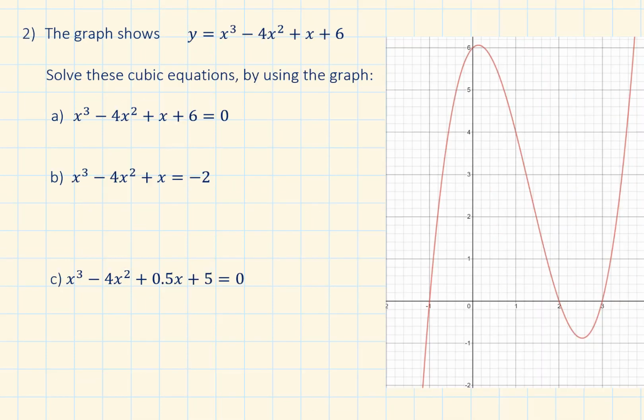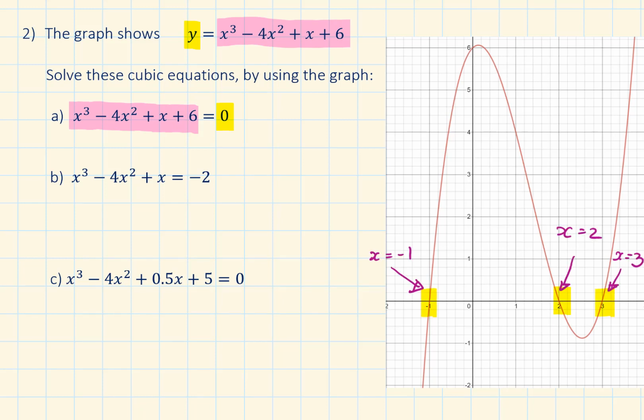In question number 2, we're going to use our graph to solve these three cubic equations. Notice that for the first question, x cubed minus 4x squared plus x plus 6 is identical to what is given in the graph. The only thing that is changed is the y. We need to look at the points on the graph where y is equal to 0. Looks like this particular graph has 3 solutions, these 3 points.